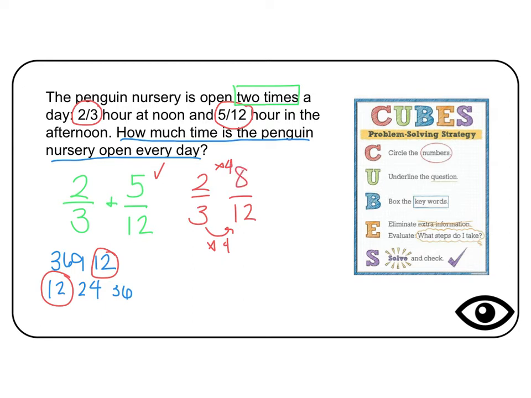So let's rewrite these 2 numbers. We have 8/12 plus 5/12 gives us 13/12. Now 13/12 is improper, so we need to change that. 12 goes into 13 one time. 13 minus 12 is 1. So we have 1 and 1/12 as our final answer. Let's do some problems together.